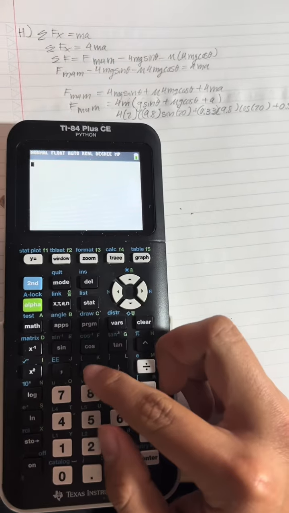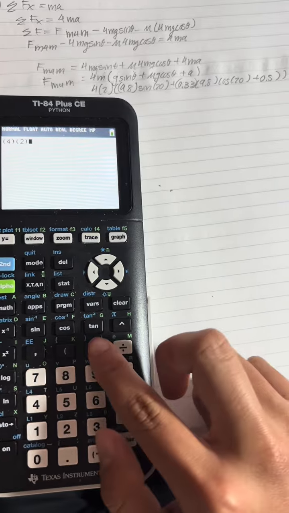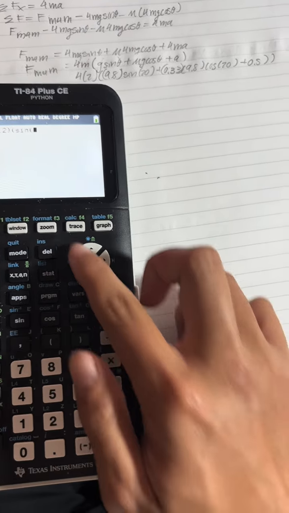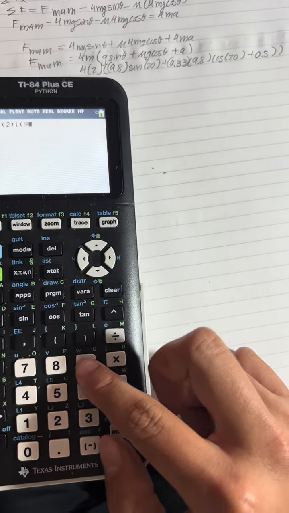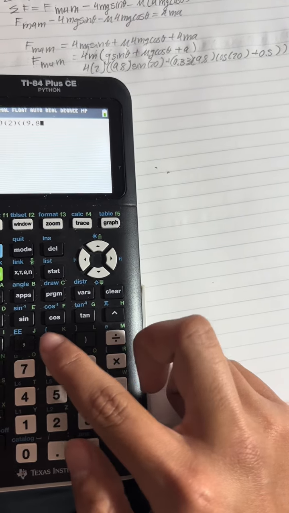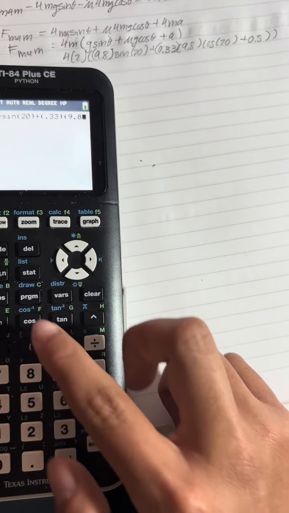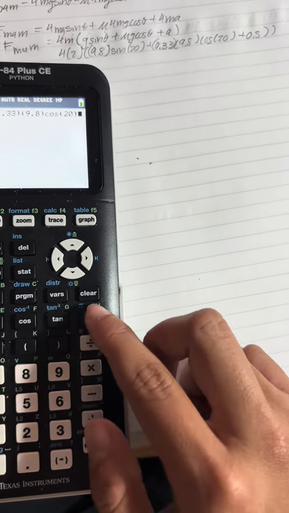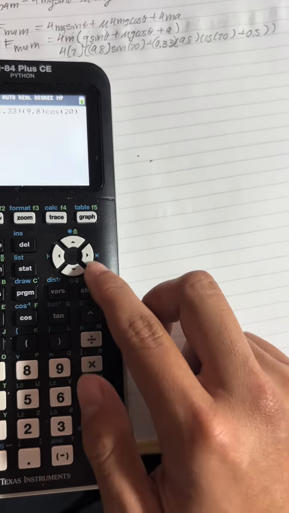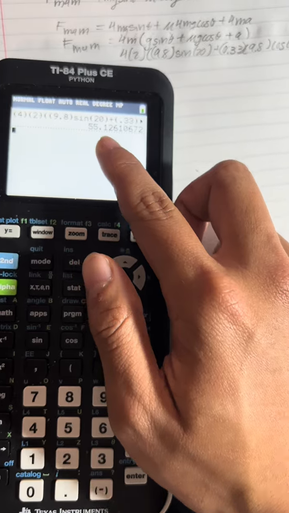Now I'm going to plug this into my calculator. So I have 4 times 2, sine, oh, sorry, 9.8 sine 20 plus 0.33 times 9.8 cosine 20 plus 0.5. That will give me 55.12.